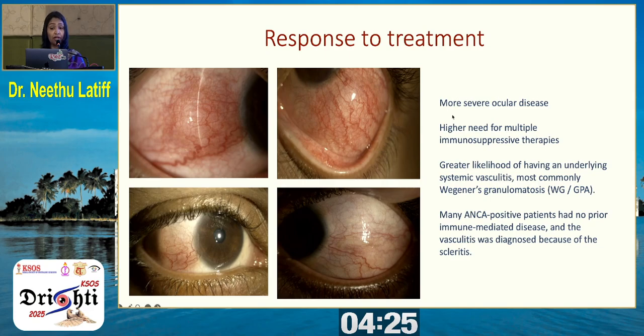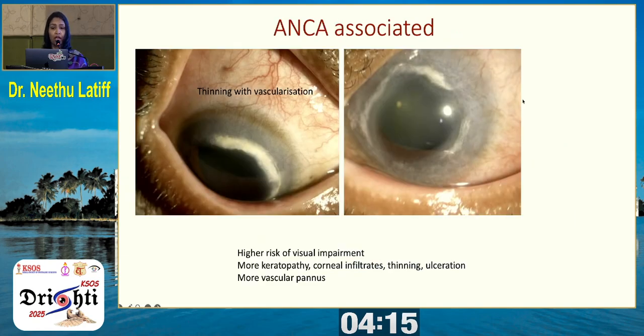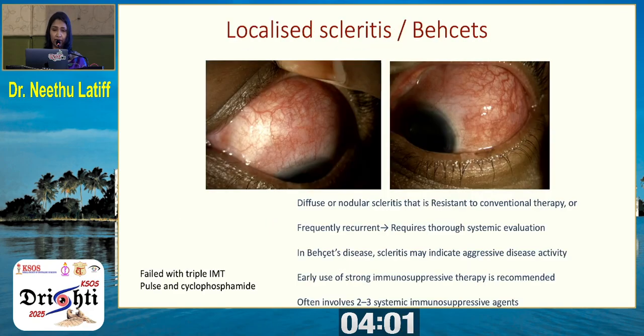ANCA positive patients had no prior immune mediated disease, and the vasculitis was diagnosed because of the scleritis. And there is a higher need of multiple immunosuppressive therapies in ANCA patients. Now, ANCA associated disease can also have corneal involvement. This is one patient with thinning with vascularization, and more of keratopathy, corneal infiltrates, thinning, ulcerations, and more vascular pannus is noted in ANCA.